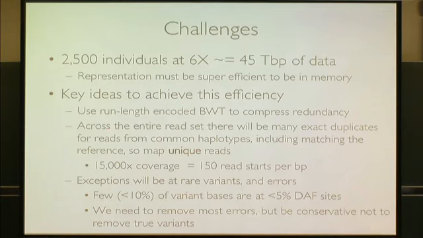And what we're going to do is there are going to be many exact duplicates. Whenever there's a common haplotype, a common sequence, there's about 15,000-fold coverage. There'll be about 150 read starts for every base pair. So we're just going to store that read once, so that there'll be the same read 150 times or so, if it's a common read.